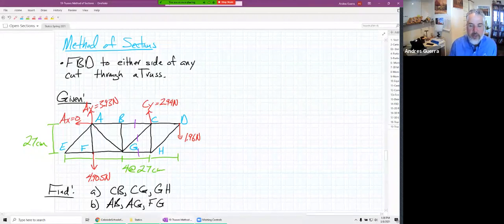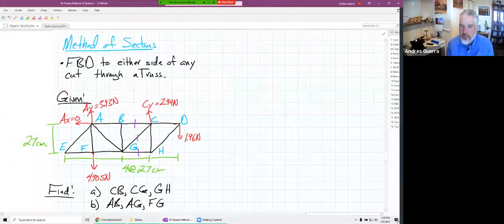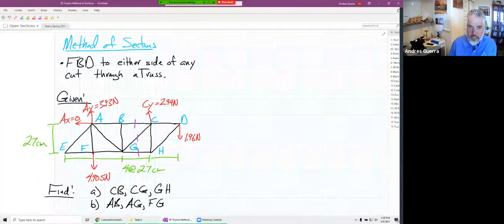and actually they asked us to find those with method of joints last time too, we had to start with an FBD at D, and then we went to an FBD at H, and then to finish we could have gone to an FBD at C. So we would have needed 3 different FBDs. There's 2 main advantages to method of sections.